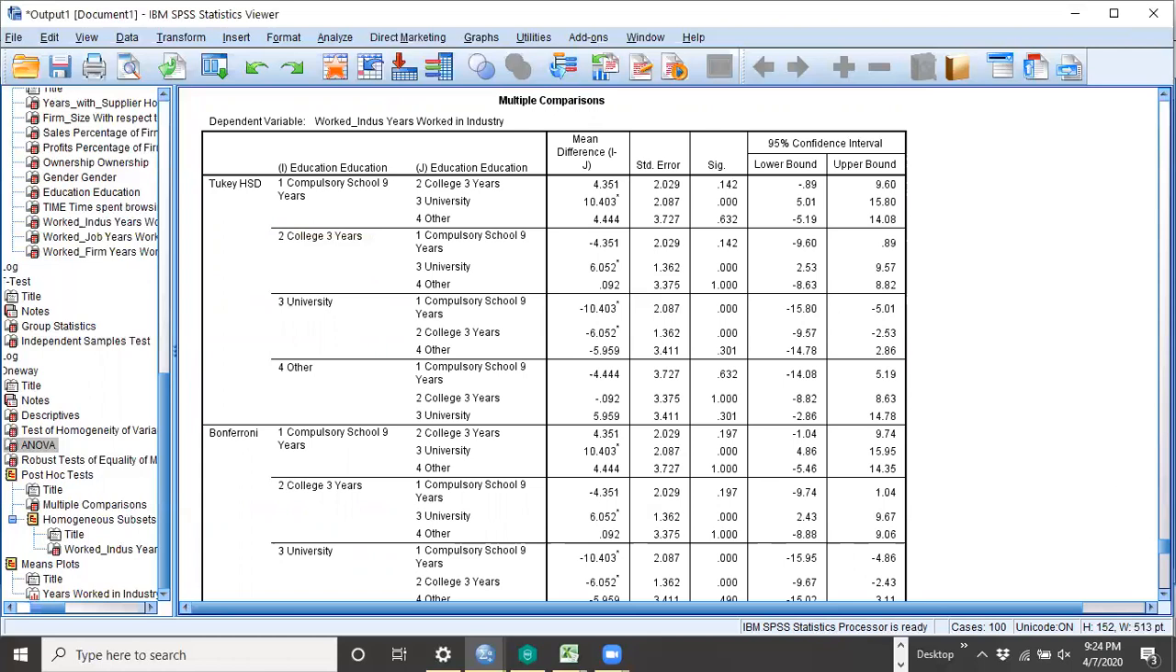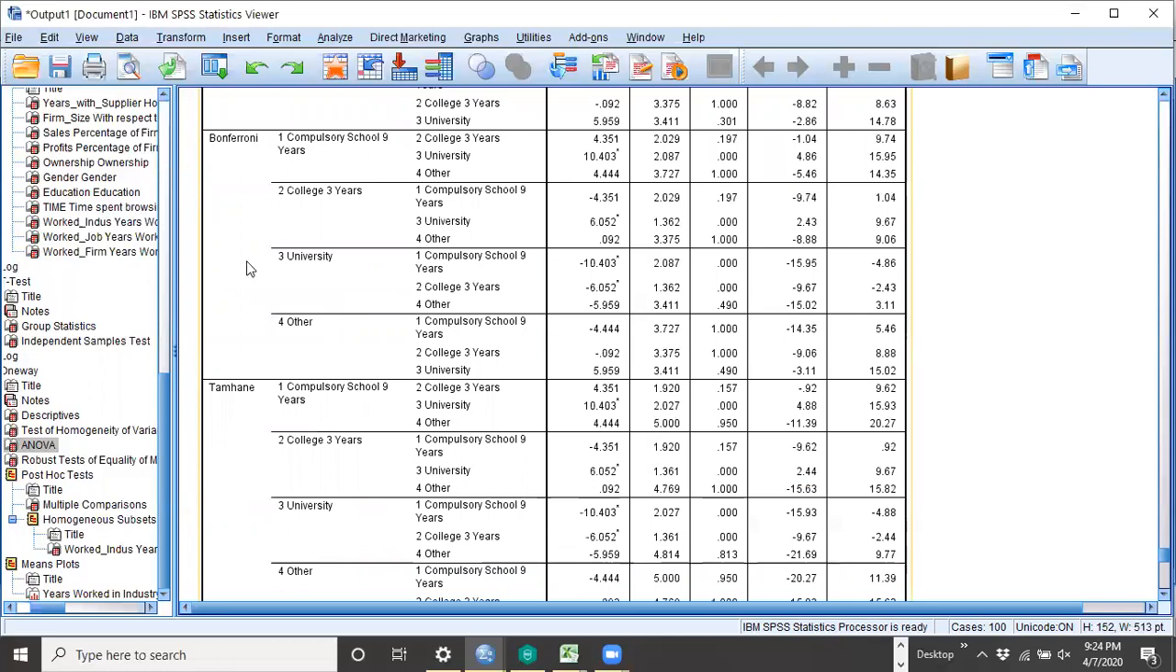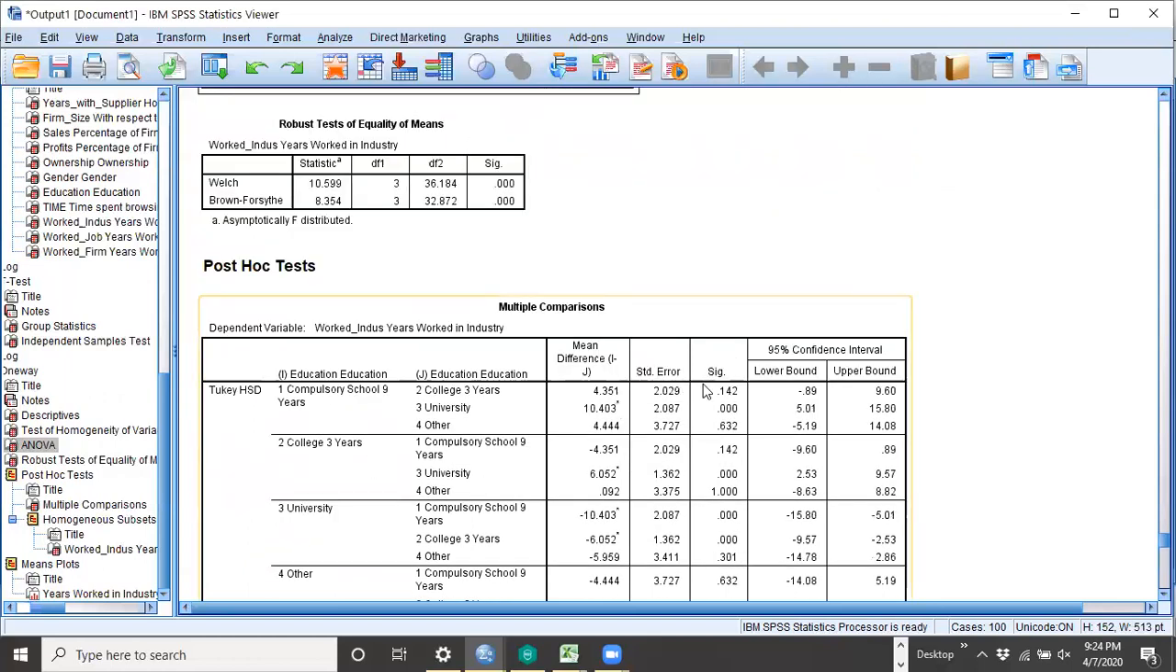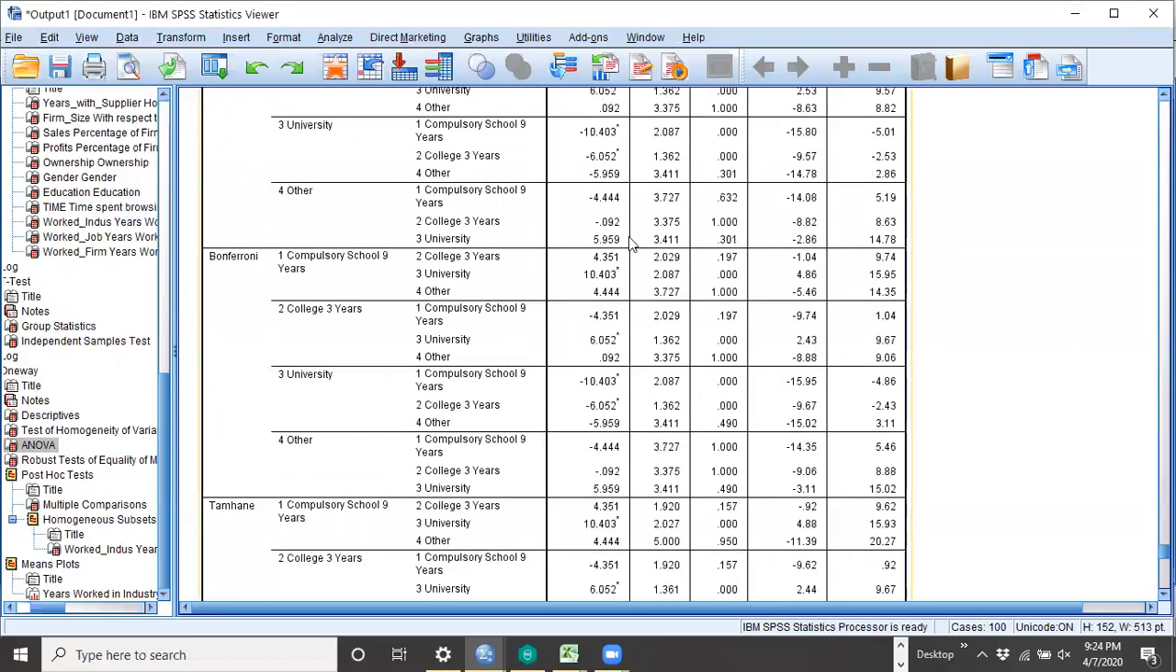I'll just pick Bonferroni. So here for Bonferroni, I have 4 groups. And I do a pairwise comparison. Again, I look at the P level, which is the third column of numbers. So 1, 2, 3. So I'm looking at Bonferroni, third column, 1, 2, 3. And I can see that less than my 0.05 alpha is this university. This university is being compared to compulsory school. So you know that compulsory school and university are different.